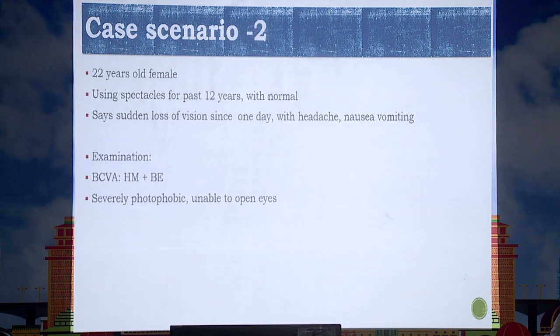Another case I wanted to highlight is of a 22-year-old female, and I'm sure some of you must have seen this kind of case also. She had been using spectacles for the past 12 years, and she had a headache and took some medication, and suddenly there was loss of vision. She came to us with headache, nausea, vomiting, and very poor vision. On examination, vision was hand movement in both eyes, and she was severely photophobic, unable to open her eyes.